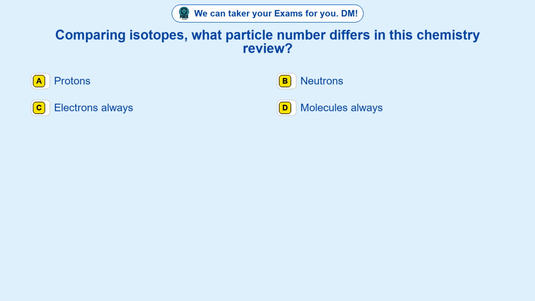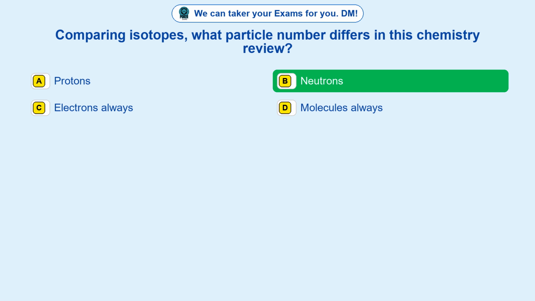Question 42. Comparing isotopes, what particle number differs in this chemistry review? Option A, protons. Option B, neutrons. Option C, electrons always. Option D, molecules always. The correct answer is option B, neutrons.